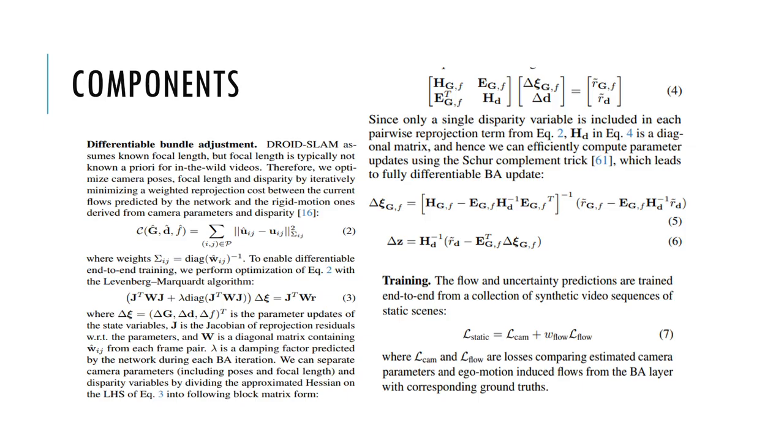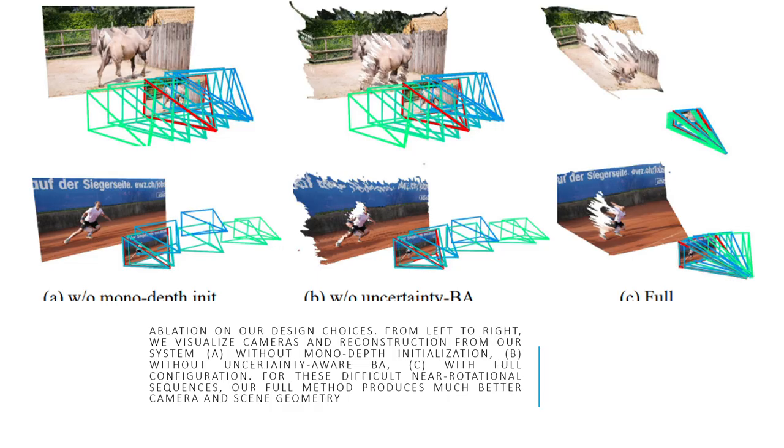The training loss goes like L static equals L cam plus w flow times L flow. Here L cam and L flow are the losses comparing estimated camera parameters and ego motion induced flows from the BA layer. This is the first part of training, which is nothing but static training, done on DROID-SLAM.